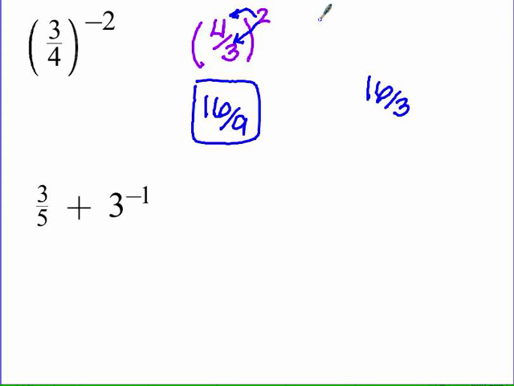If you would get stuck on that, just do it this way. When you square something, that means you multiply it by itself. So really it's 4/3 times 4/3. So you have 4 times 4 on the top, 3 times 3 on the bottom.